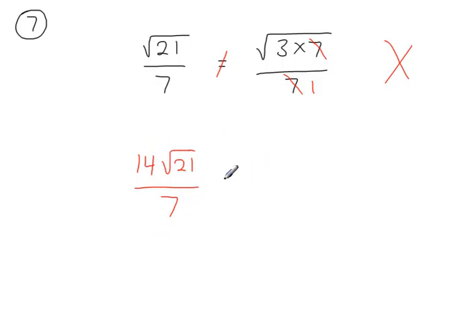So this is a different example. And in this one, the 14 and the 7, they're both multiples of 7. So if I divide both of these by 7, I'll get 2 root 21 over 1. And that divide by 1 is not doing anything there anyway, so that would give this.